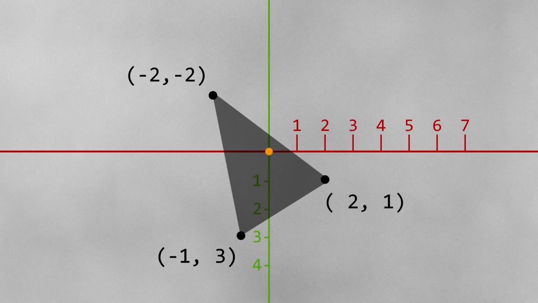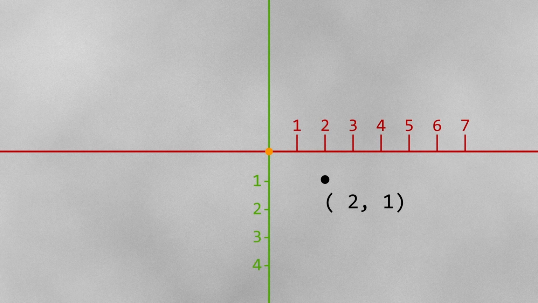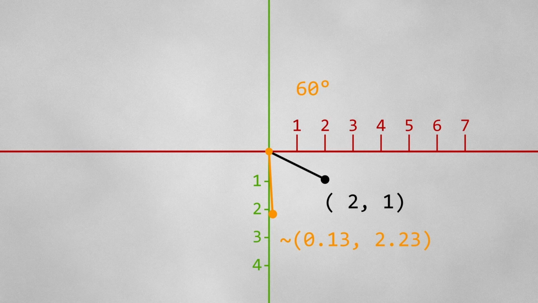Rotating is more of a complex operation compared to the previous two, so to keep it simple I will just restrain myself to a single point. Again, rotations need a point around which they rotate. This is again our point 0, 0. I make up an angle of 60 degrees, which if applied to our point would give us this result. But how do you calculate something like this?